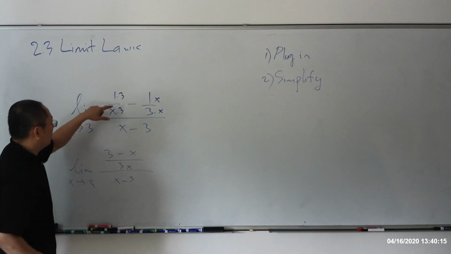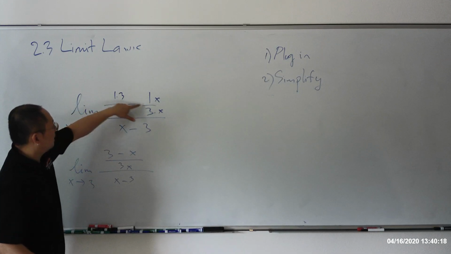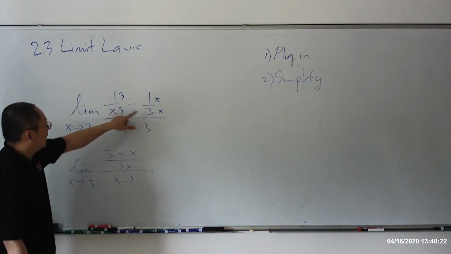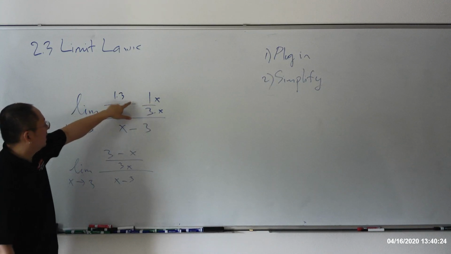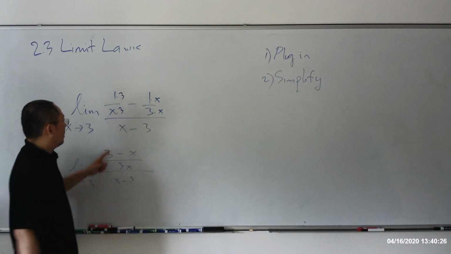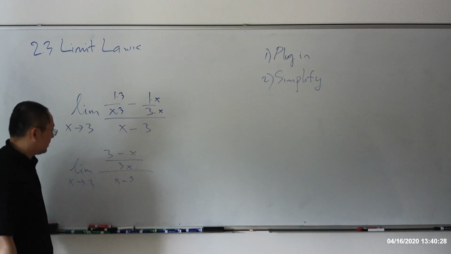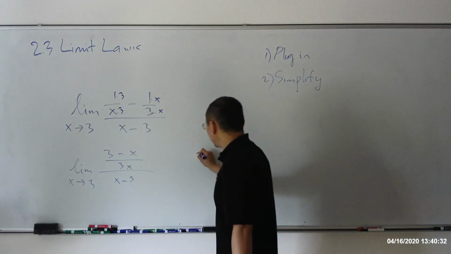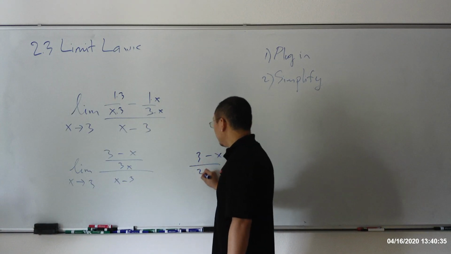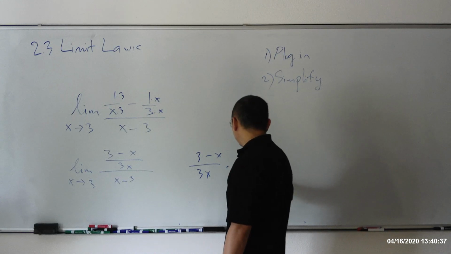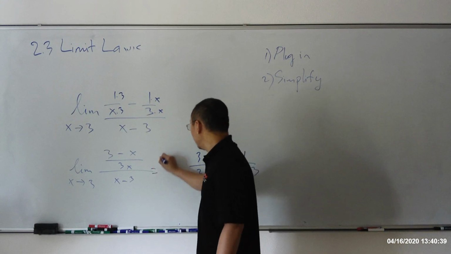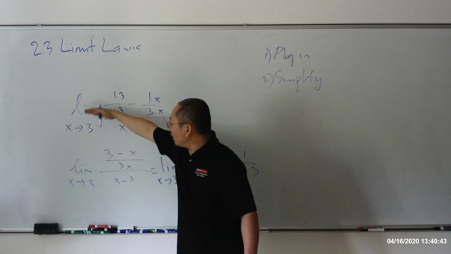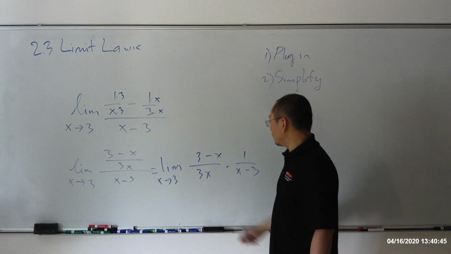You see how I get from here to here? I modify the denominator of the 2 fractions on the numerator. 3x is a common denominator, so 3 minus x over 3x. Now dividing by a fraction means multiplying by the reciprocal. So 3 minus x over 3x times 1 over x minus 3. See the way I write? I carry the limit when x approaches 3 all along.